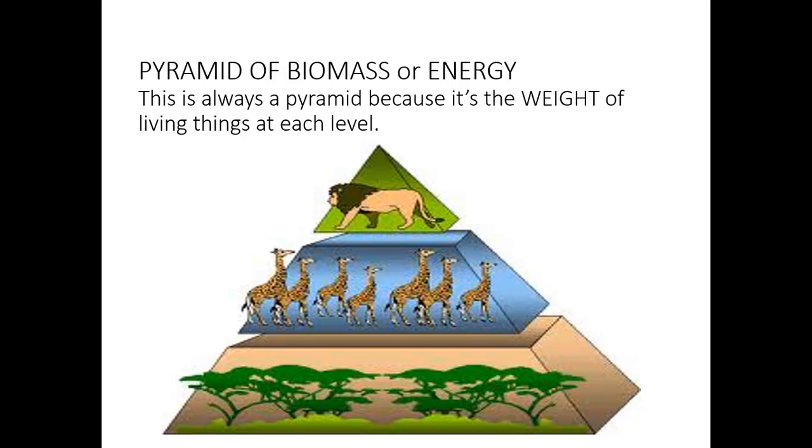And this is a pyramid of biomass. Okay, biomass is a new word. It means all of the material in, say, a tree or a living thing, except the water. So when the water is removed, what is the mass of the organism? And biomass is energy. This is always a pyramid because it is weight. Okay? It's the weight of living things at each level.